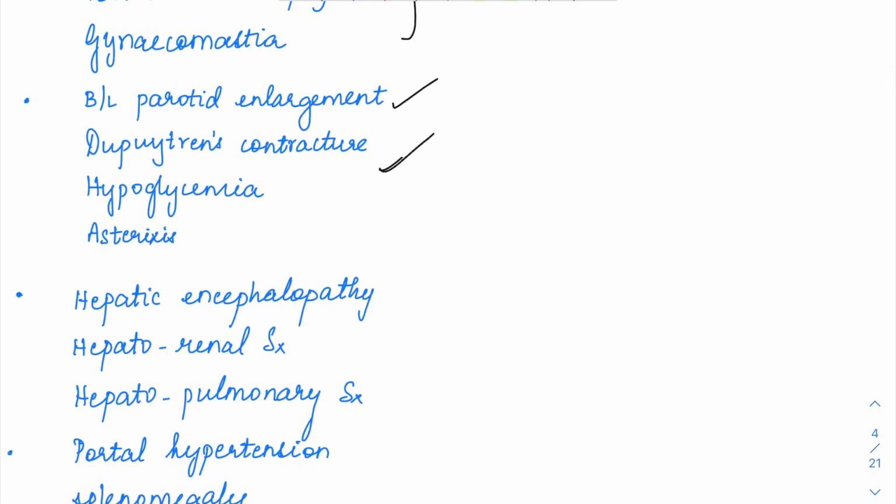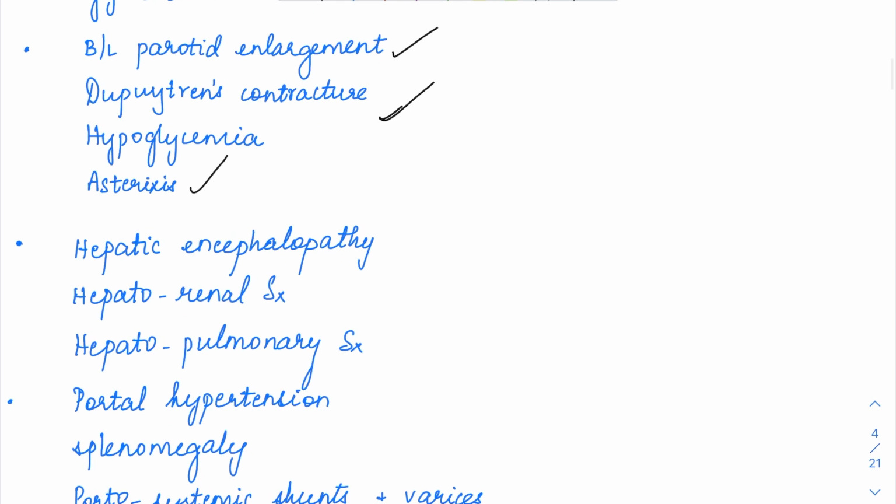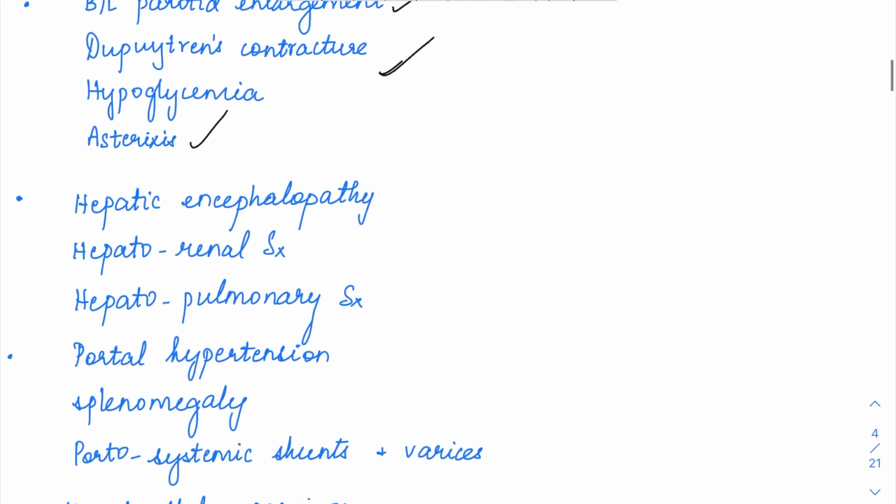Then hypoglycemia: glycogen metabolism in the liver is going to be affected, and that will result in hypoglycemia. Then asterixis, which is flapping tremors. If you ask the patient to keep the hand straight, they will have flapping tremors. That is asterixis, and it usually occurs in liver failure associated with encephalopathy.